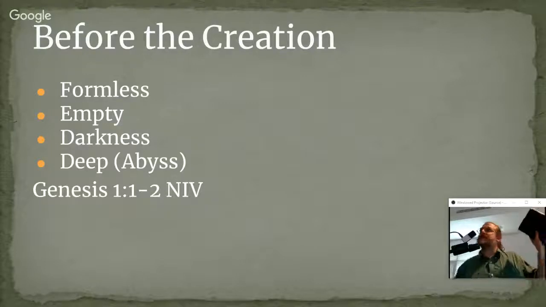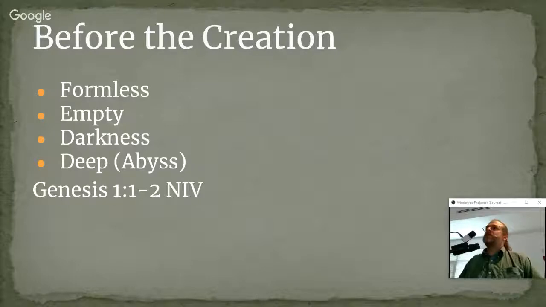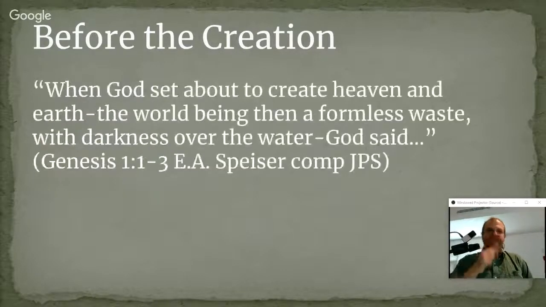But this is the list of things that are there: formlessness, emptiness, darkness, and the deep, or the abyss. Those things are generally associated in the ancient Near East with evil, with badness, with non-goodness. And so it's almost like the first thing God creates is evil, and then he creates good stuff, which again is problematic.